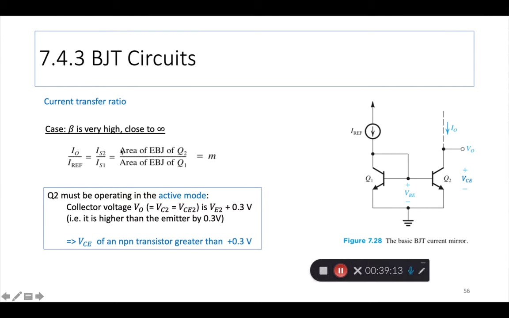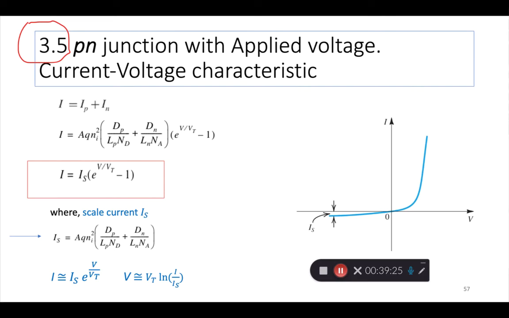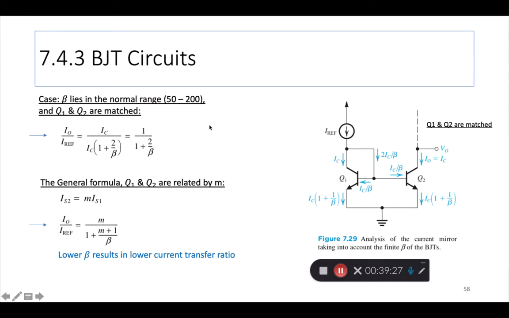And it's proportional to the ratio of two PN junctions. The scale current ratio is proportional to the ratio of the EBJ areas. Okay. All right.